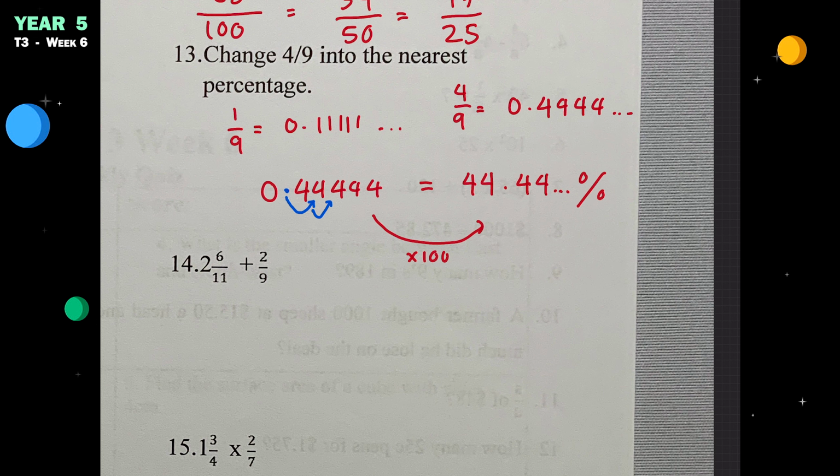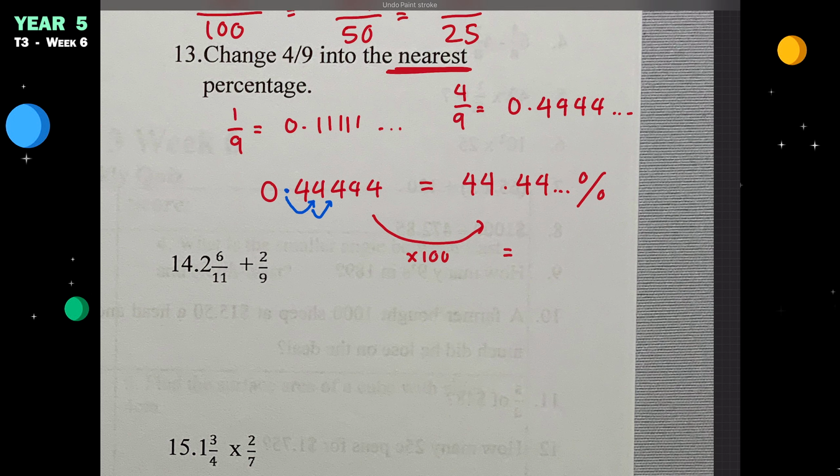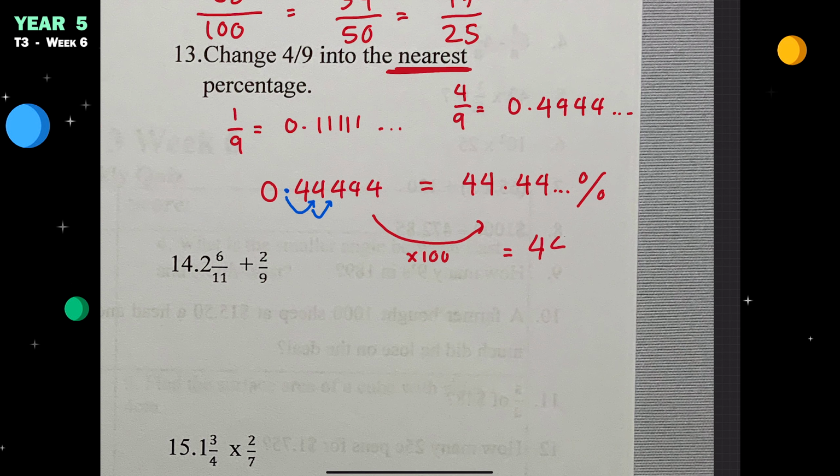Okay. But it says to the nearest percentage. So what is that? Is it nearest to 44 or 45? And obviously 44.4 is nearest to 44%. And that's the answer. This is the answer there.